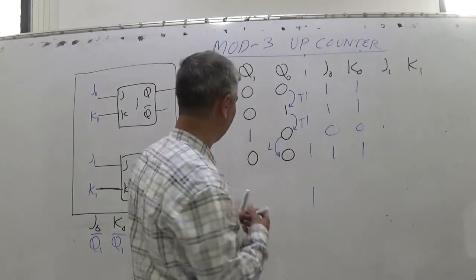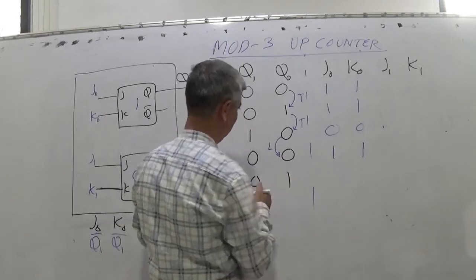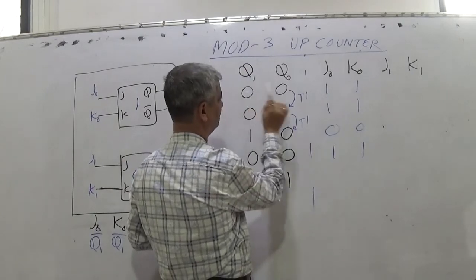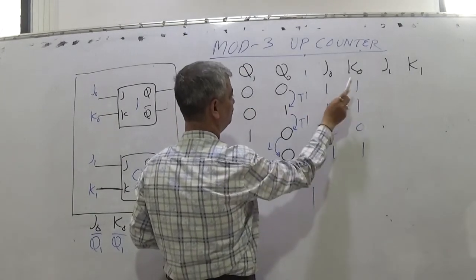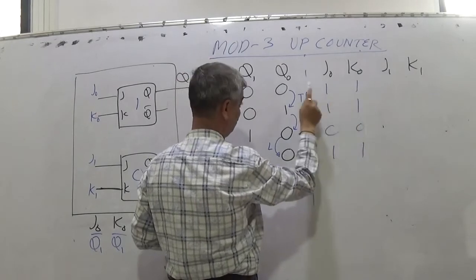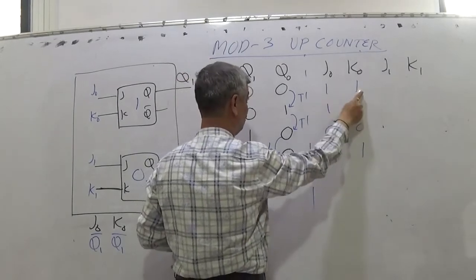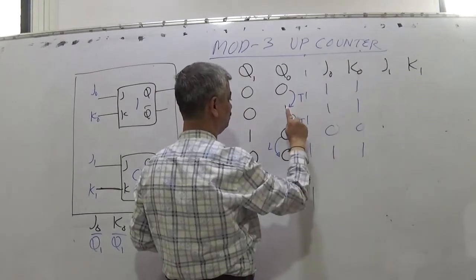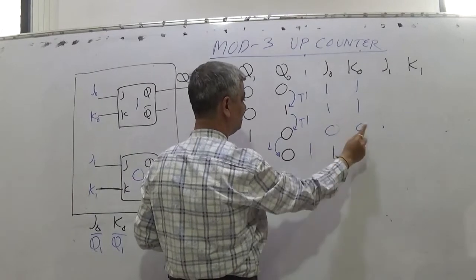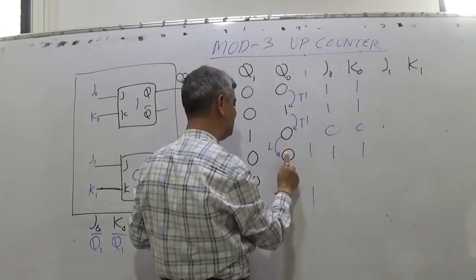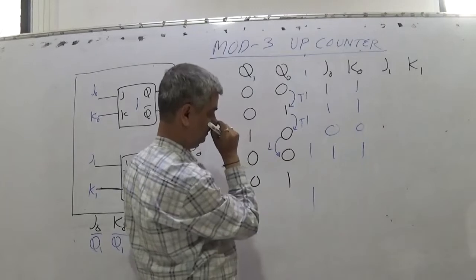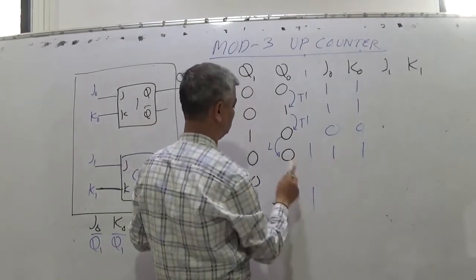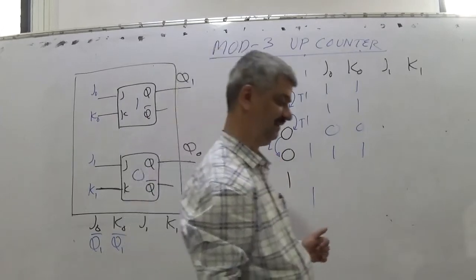If you want, I can write one more. So Q1 is 1, J0 is 0, K0 is 0. So J0 is 1, K0 is 1, Q0 toggles. J0 is 0, K0 is 0, Q0 maintains continuous 0. That's all. This is over now. So again J0 1, K0 1, it toggles. That's all. Now for Q1.